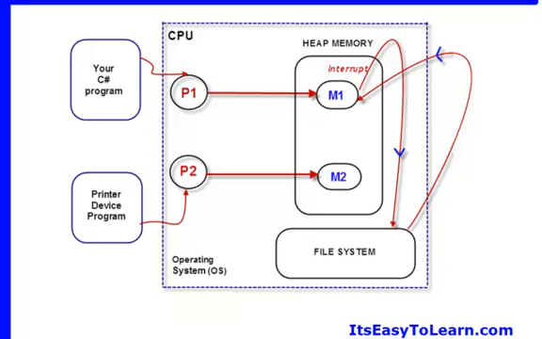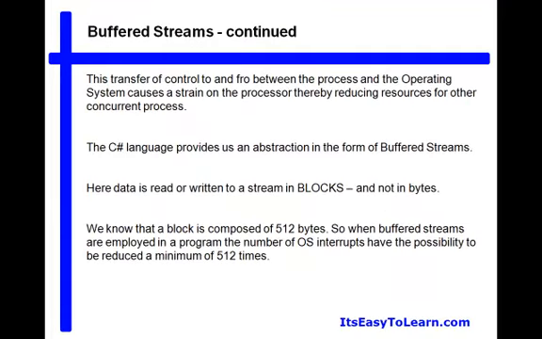So this is called an interrupt. When an interrupt happens, when a request for an external resource or a file system happens, the current program is paused, the current process is paused, and an interrupt is created. The operating system looks at the request. If it's a file read, it copies the file contents from the file system to the heap memory, and then lets your process know that it is done, you can read the data. So every read you do causes an interrupt. This transfer of control between the process and operating system causes strain on the processor.